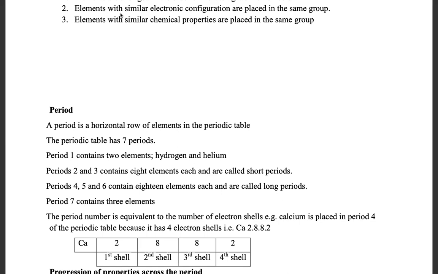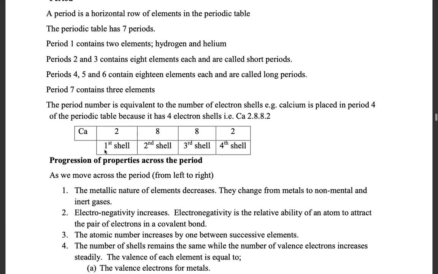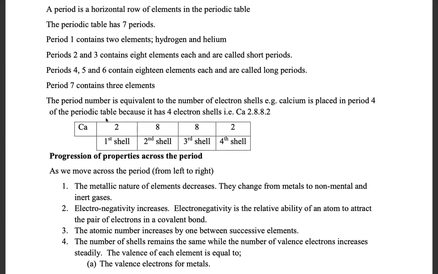So let's see what we got. So this is what we are saying. The information here is just repeating. It's talking about calcium, which has got 20 electrons. First shell 2, second 8, third 8, fourth 2. So 2 plus 8 plus 8 plus 2 gives us 20 for calcium. And we are saying that it must be in period 4.